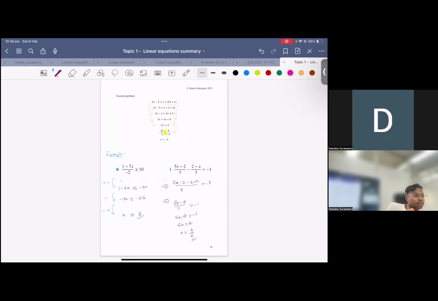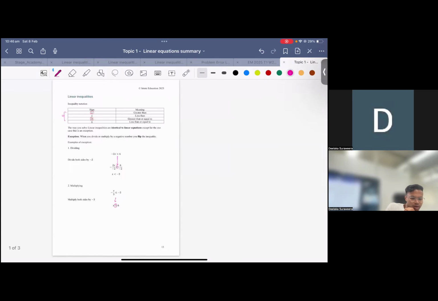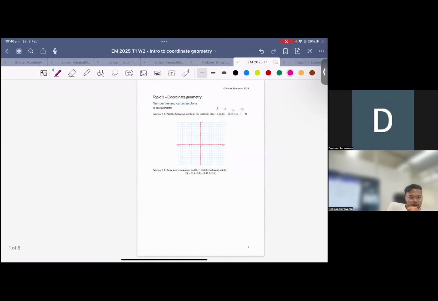Alright, so we only did 2 of these, right? Yeah. And then what do we do next? The plotting questions. The what? Plotting. Okay. Page 2. Page 2.